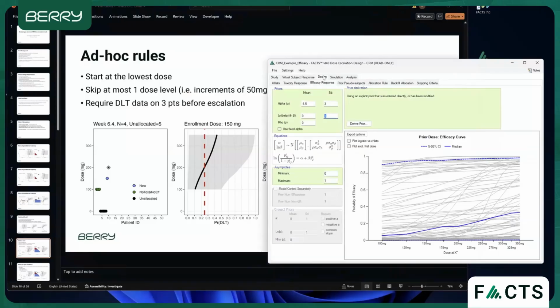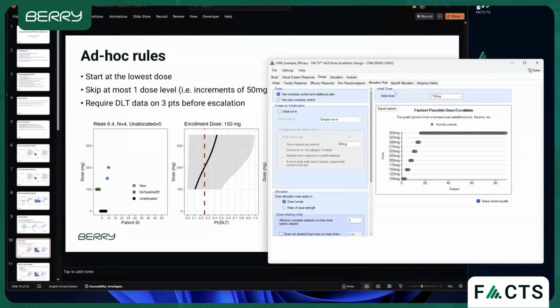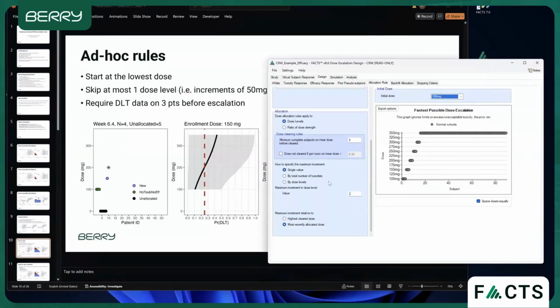The way you set this, in fact, is you go to the design allocation rule tab, and then here you have initial dose, so you can specify what the initial dose is. In our case, that's 100 milligrams. And then here you have these rules that govern how much you escalate and how many patients you need on a dose before you're happy to escalate. So we want to have 3 patients on a dose before we escalate. FACTS calls this being cleared. So the concept of a cleared dose is once we have data of this many subjects available on this dose, we consider the dose cleared.